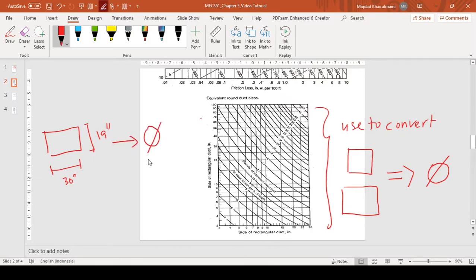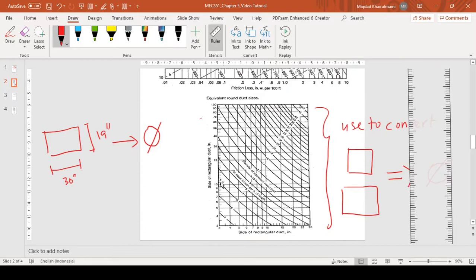Using a ruler, you have to use a ruler because we have to plot. We have the x and y axis, which are the length and width. We can use the length of 30 inches here, or we can use the length on the y axis. Either can be used for the length or width. Let's say we use the x axis as the length. So the length here is 30 inches, and the width of the rectangular duct is 19 inches.